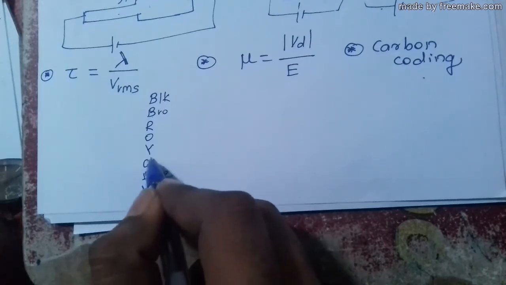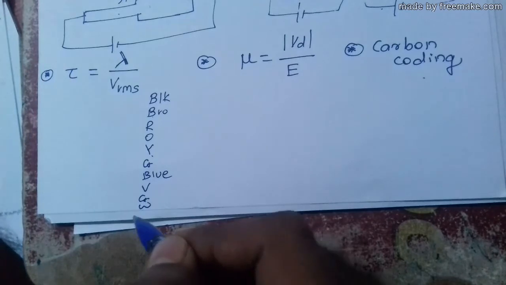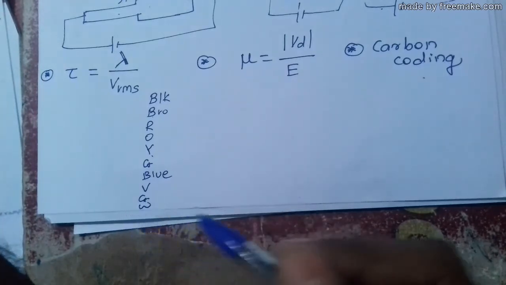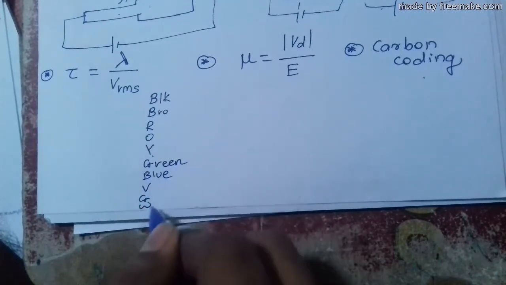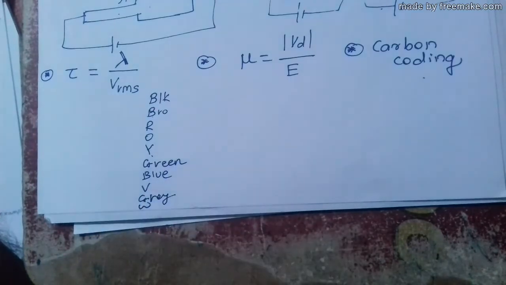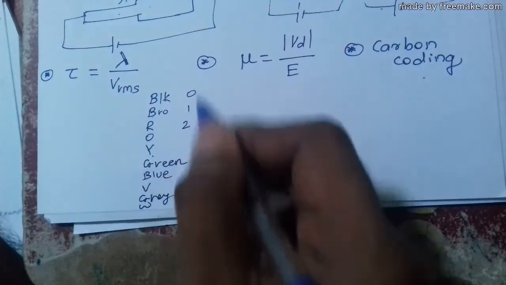And there is one more confusion between G's. Which one is gray and which one is green? In this, blackness increases in downward direction. This is green and this is gray. So start from 0, 1, 2, the rest you know.